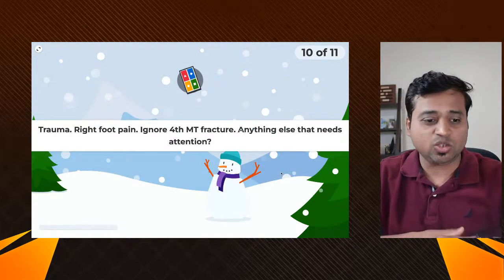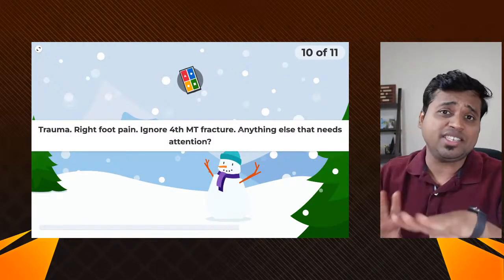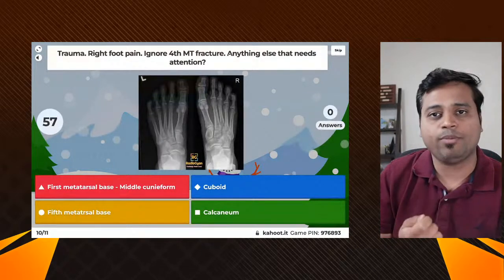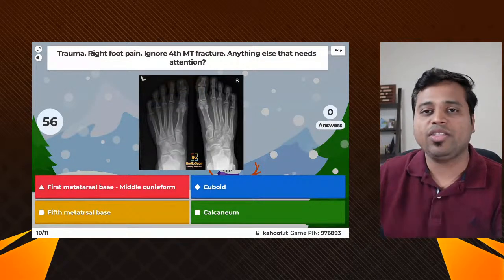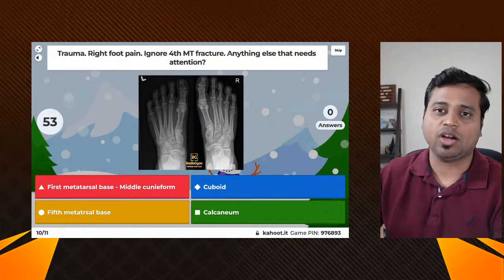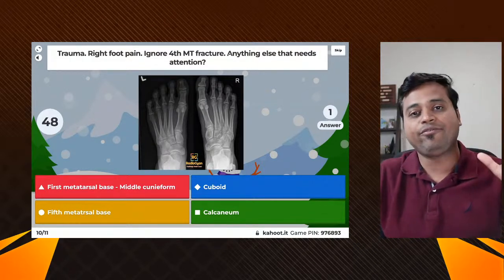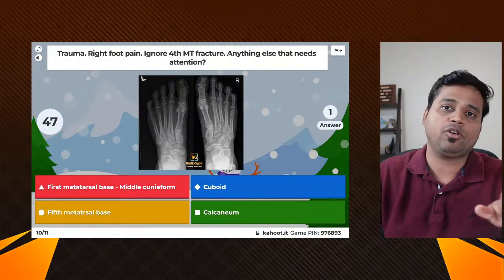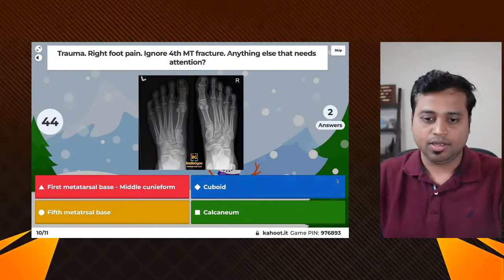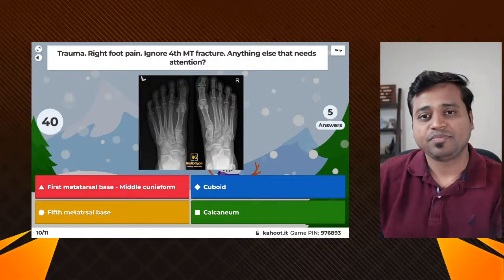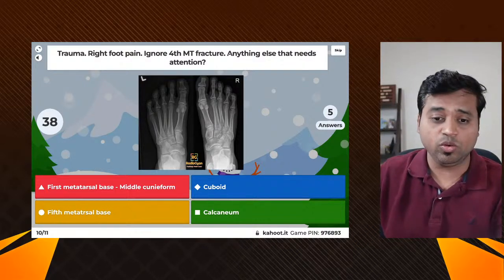Okay, second last question. This is a slightly difficult one, especially if you're attempting it on your mobile devices. This patient presented with trauma and right foot pain. Ignore the 4th metatarsal fracture. That's not what I'm asking. My question is, what else would you look for? And I've given you a normal left foot for comparison. This is going to be a challenging one. Give it a lot of time. The question here is, where would you also look for?